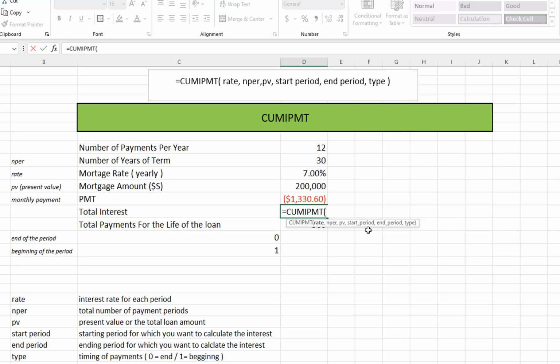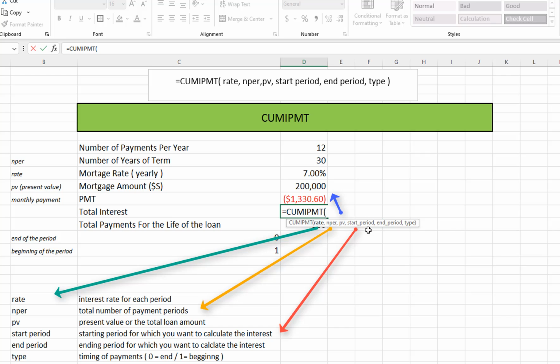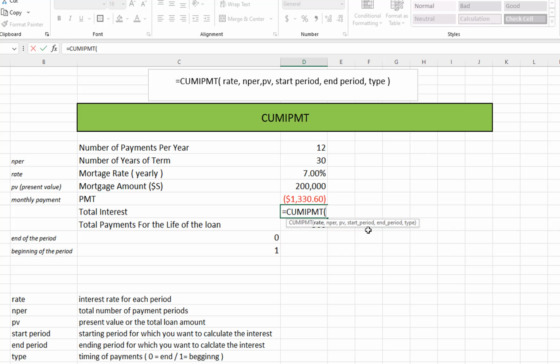In this situation, the rate is the interest rate for each period, and nper is the total number of payment periods. PV is the present value, or simply just the total loan amount. The start period is the starting period for which you want to calculate the cumulative interest. The end period is the ending period for which you want to calculate the cumulative interest. In addition to that, we also have a last section called type, and this is simply the timing of payments, with 0 representing if the payments are due at the end of the period, and 1 if the payments are due at the beginning of the period.